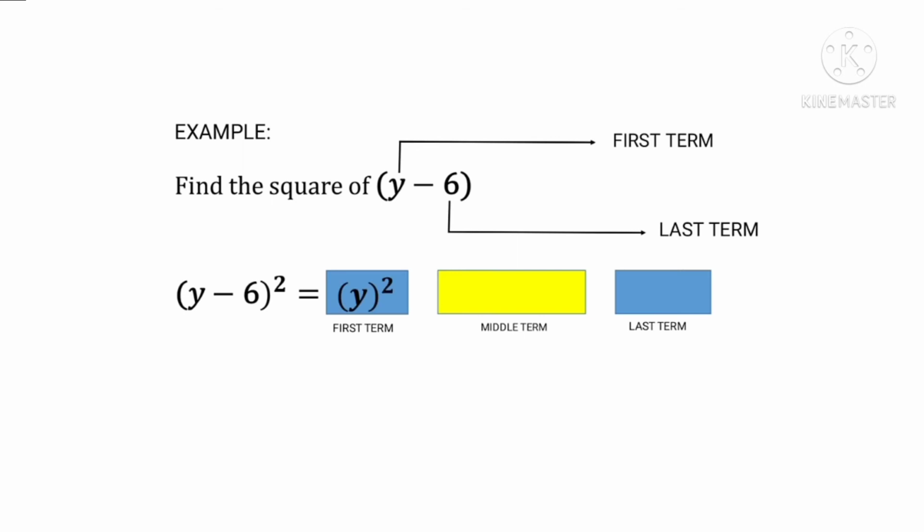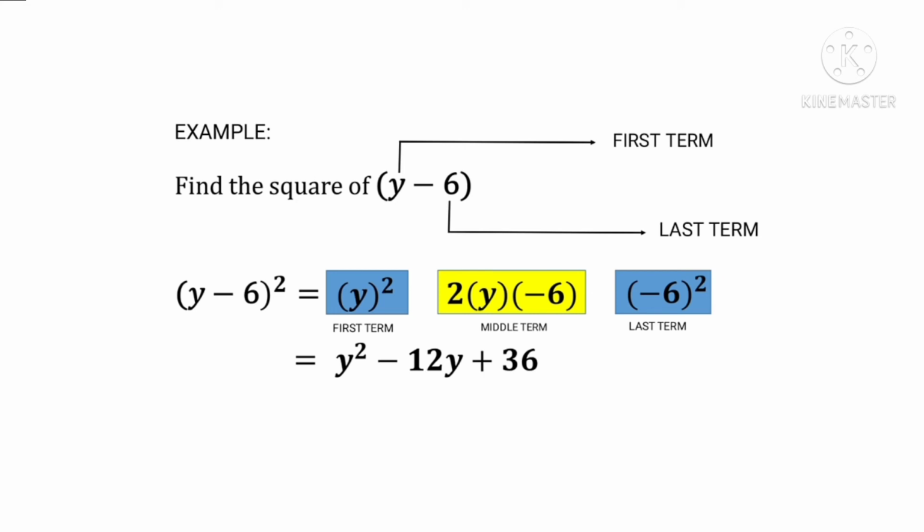Sa middle term, ano yung magiging middle term niya? We're going to get twice the product of the first term and the second term. So, ano yung first term? We have y. Ano yung second term? 6. Negative 6 kasi minus. So, magiging siyang 2 times y times negative 6. Okay po. Next, ano yung magiging last term natin? Ano yung last term ng binomial? 6. Ano yung sign ng 6? Negative. So, ibig sabihin, we have negative 6 raised to 2. Then, the resulting product is equal to y squared minus 12y plus 36.